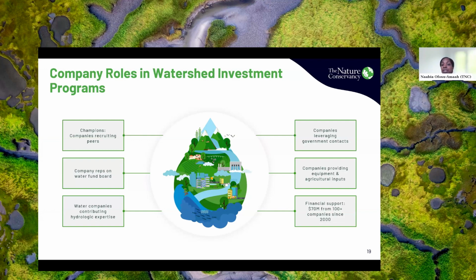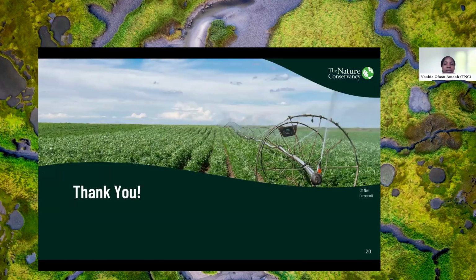So over $70 million has been provided from over 100 companies to TNC Watershed Investment Programs since they began in 2000. So a significant opportunity for funding to move these forward as well, in addition to all of the other things that companies can do as good water stewards that has benefits for the watersheds, the communities, and the people that are living in those places as well. So with that, I will hand it back to Florence and look forward to answering any questions. Thank you all so much.